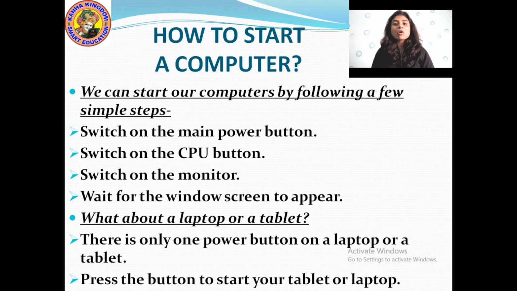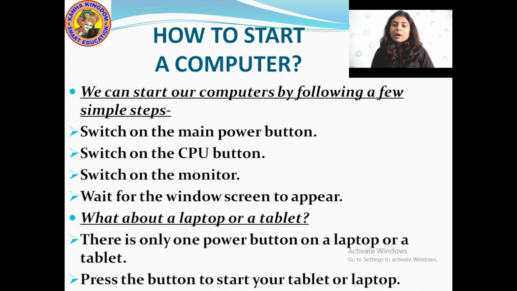After switching all the buttons, first the main power button, then the button on the CPU, then the button on the monitor, the box that looks like a TV, which is called the monitor. Then you will wait for the window screen to appear. This is how you will start a computer.